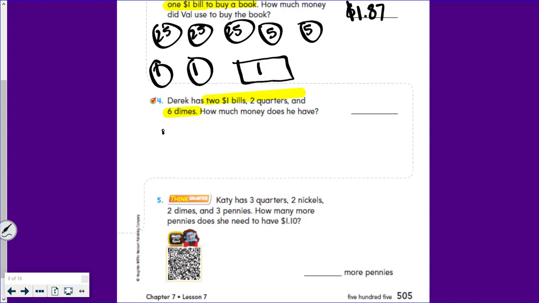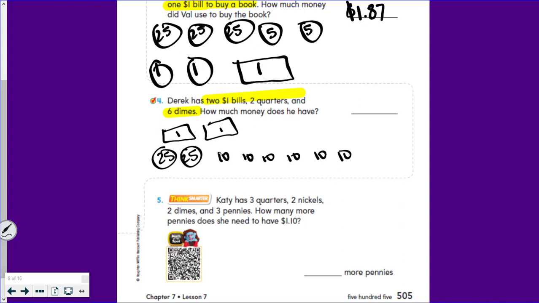So Derek, we said, has 2 $1 bills. You should have already drawn this. You shouldn't be drawing with me. He has 2 quarters and then 6 dimes. So I got to draw 6 tens: 1, 2, 3, 4, 5, 6. And then I'm going to circle all these because they're coins. Your picture should look similar to mine, at least the same coins and bills. And we got to add it up.